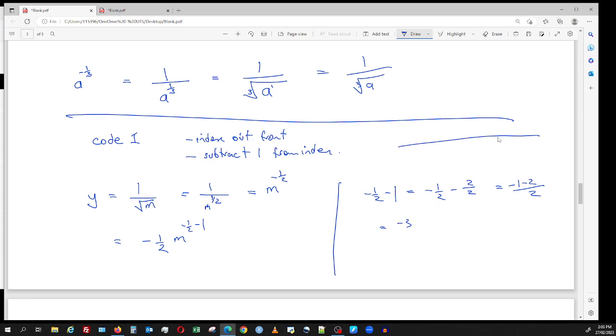If you're not sure, go to your number line, go to minus 1 and take 2 away. So we've got minus 1, minus 2, minus 3. That's where we landed on. So minus 3 on 2. So all of these become minus a half m to the minus 3 on 2. So we've done our gradient function, or code 1.